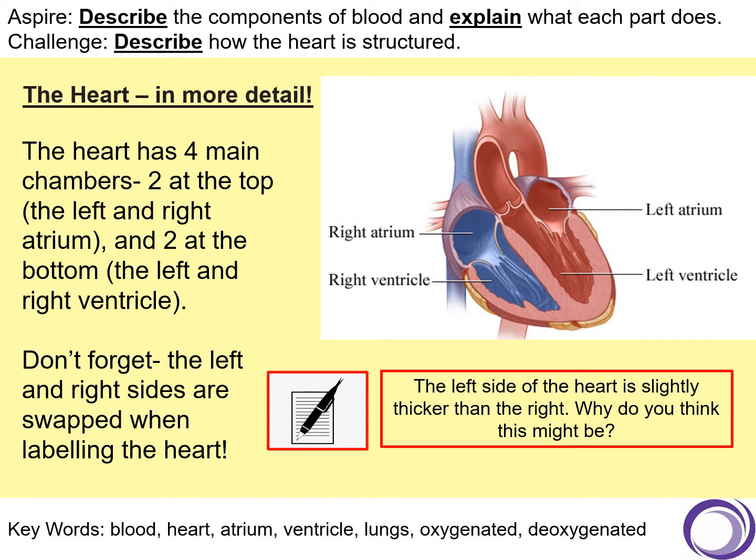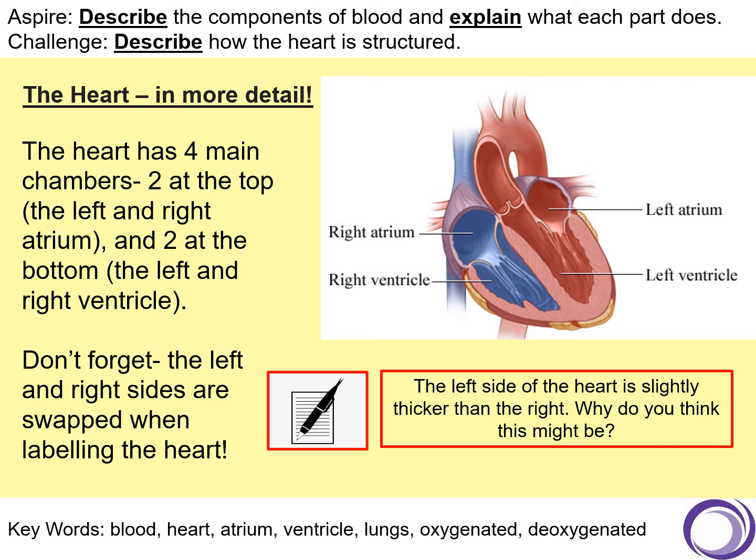Now the heart has 4 main chambers. It has 2 chambers at the top, which are slightly smaller, the left and the right atrium, and it has 2 chambers at the bottom, the left and the right ventricle, and they are slightly larger.